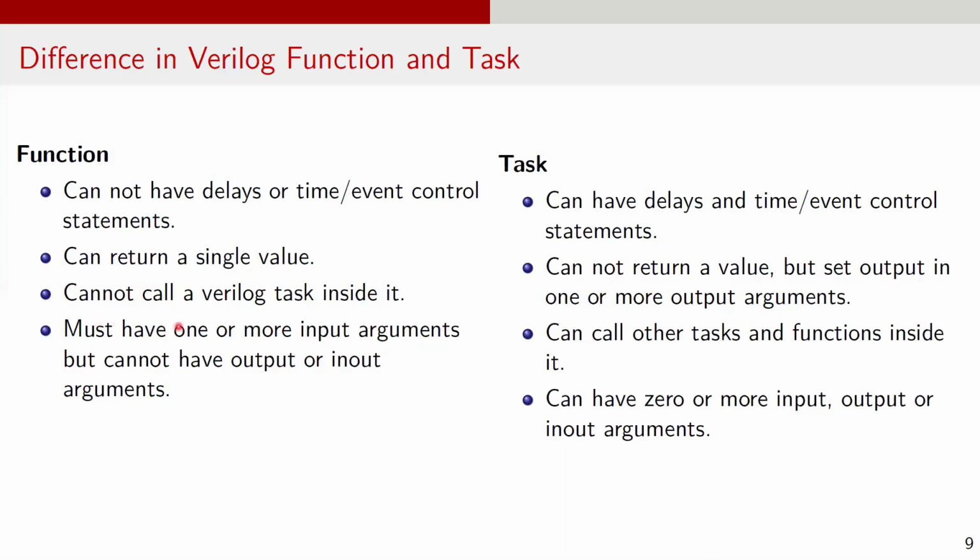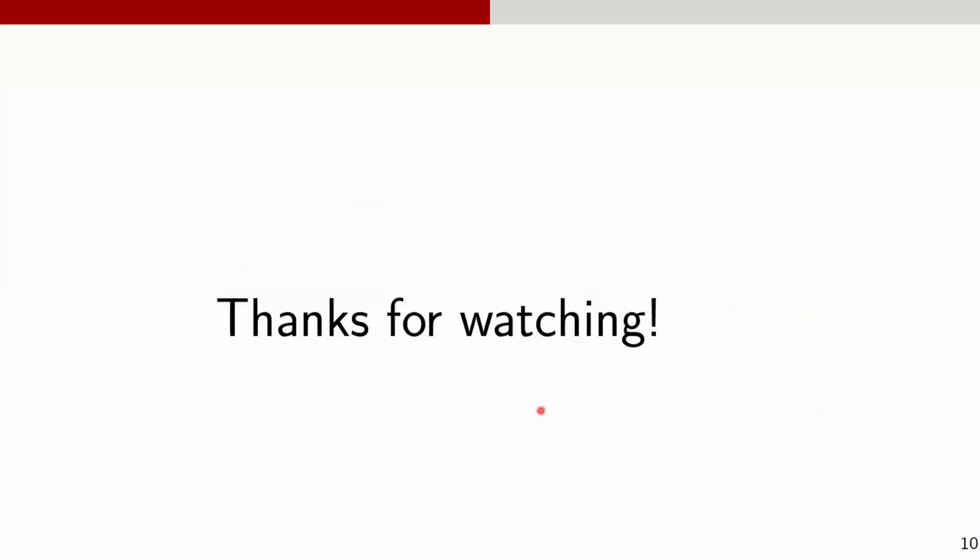A function must have one or more input arguments but cannot have output or inout arguments. While a task can have zero or more input, output, or inout arguments. I hope this video helps clarify these concepts commonly asked in interviews.